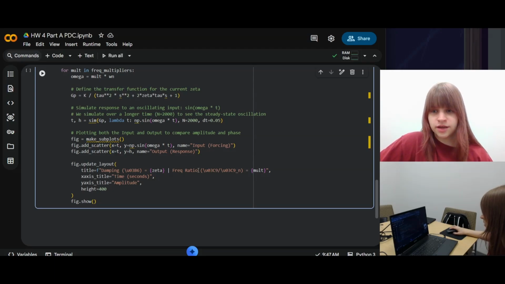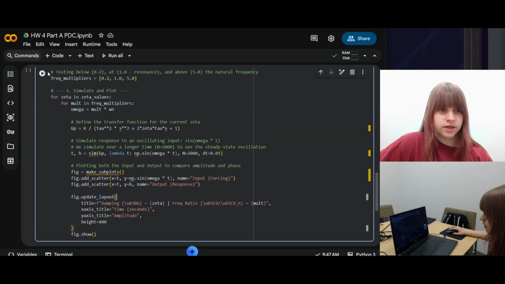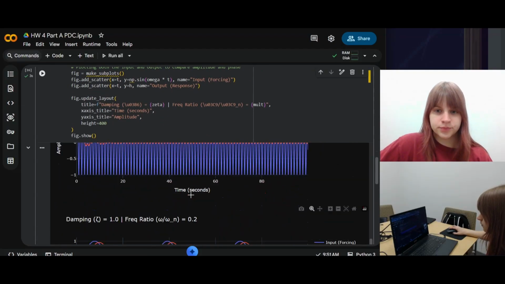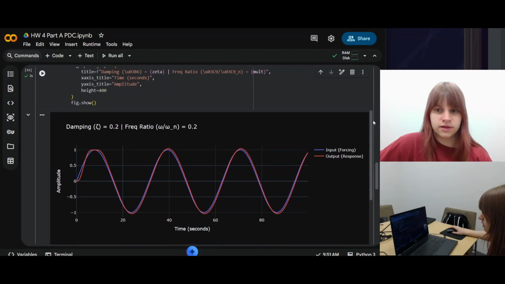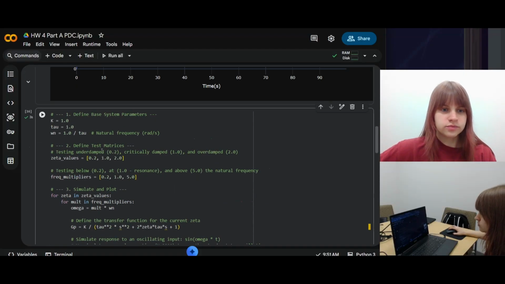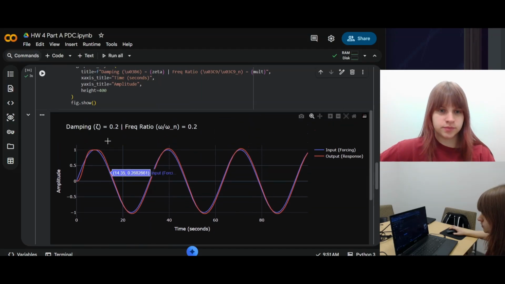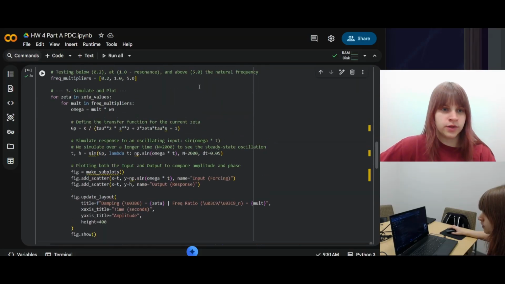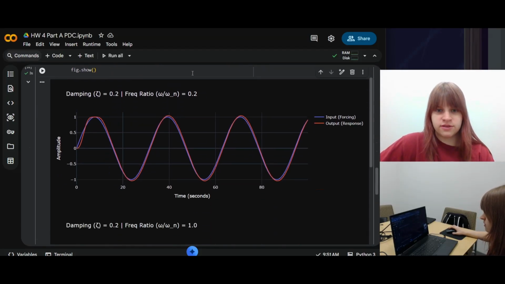And this is where I wasn't sure how to code it for myself, but we have our title set right there. And if I run this, we should get a few graphs that we can look at. So let me go and see. So this example is the damping coefficient of 0.2. So we're looking at the underdamped, and we're also doing a frequency ratio of 0.2. So we're testing below the natural frequency.